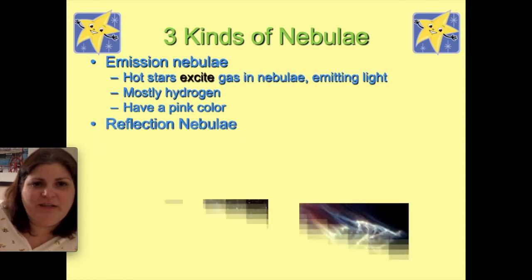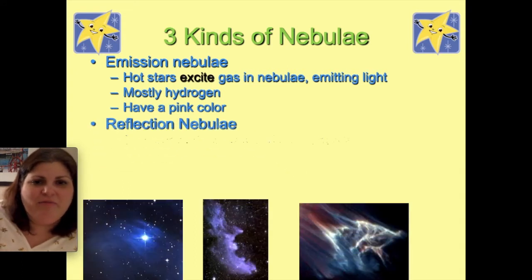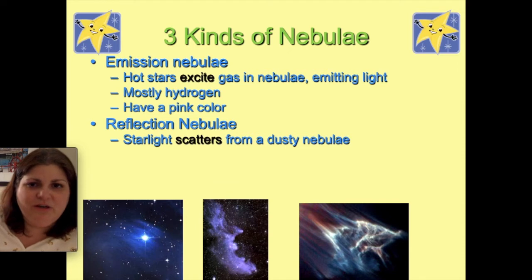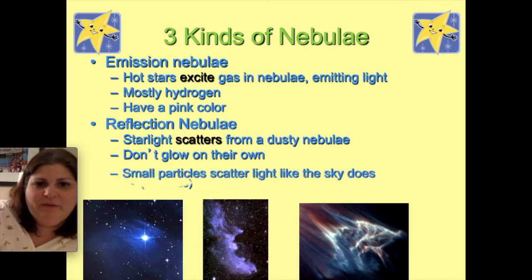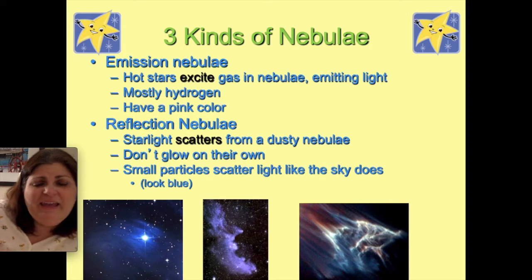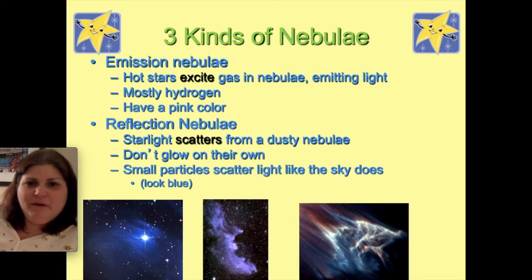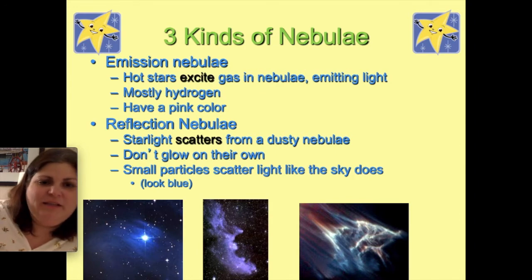A reflection nebula is, as its name implies, reflecting light from elsewhere. The starlight from nearby stars is scattered by the dust in the nebula, and it's not producing its own light, but rather reflecting light from elsewhere. It has a bluish look for much the same reason why our sky is blue. The small particles scatter light, making it look blue.